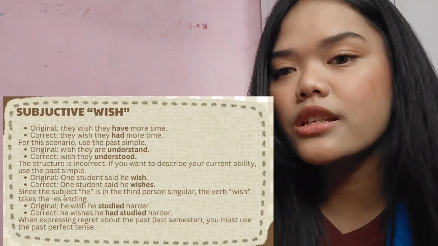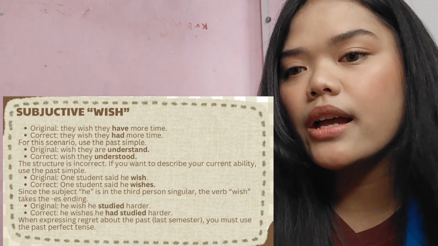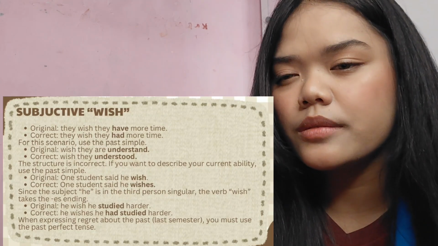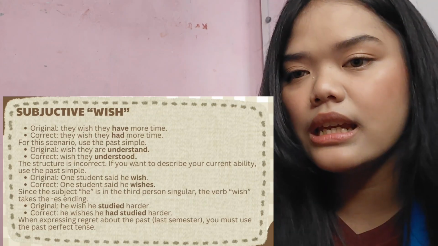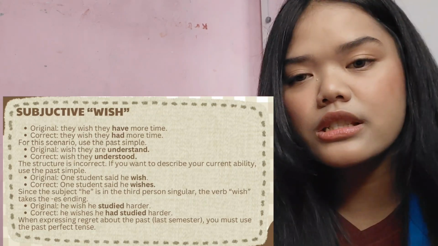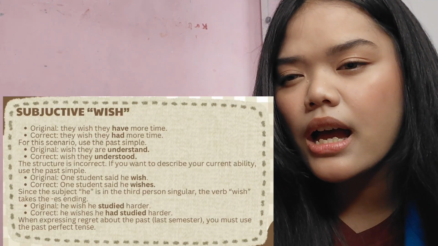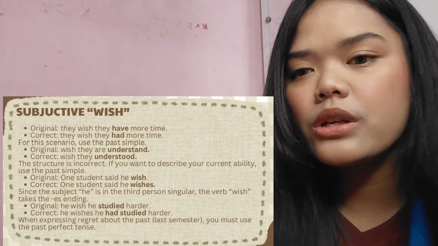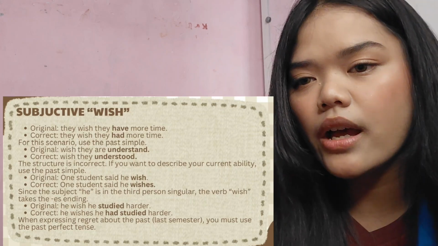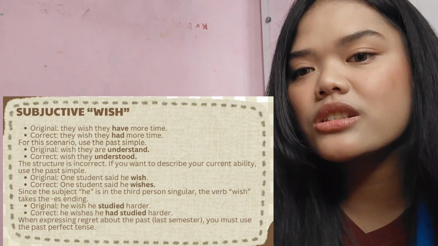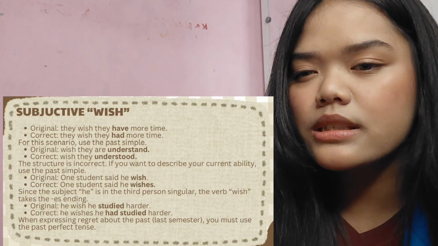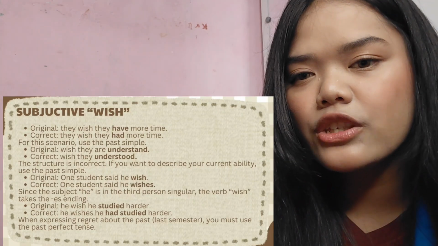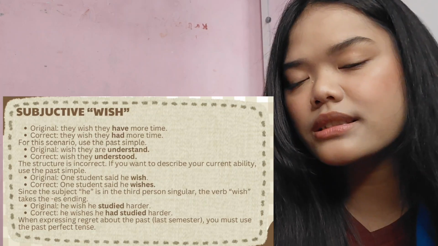Next is "One student said he wished." Correct: One student said he wishes. Since the subject he is in the third person singular, the verb wish takes the es ending. Next is "He wished he studied harder." Correct: He wishes he had studied harder. When expressing regret about the past, such as last semester, you must use the past perfect tense.